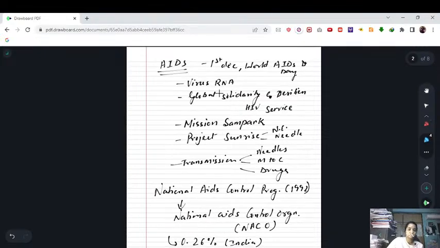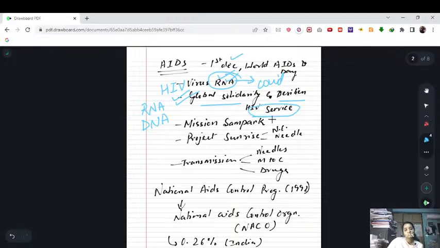Next we come to AIDS. Now AIDS is acquired immunodeficiency syndrome, which is caused by the HIV virus. Now the HIV virus is an RNA virus, the same kind of RNA which is found in COVID. It means that even the COVID virus is an RNA virus. There are two types of genetic material, RNA and DNA, and HIV and COVID virus both are RNA viruses. World AIDS Day is 1st December, and the theme is global solidarity and resilience towards HIV services. This is the aim of the theme of World AIDS Day.